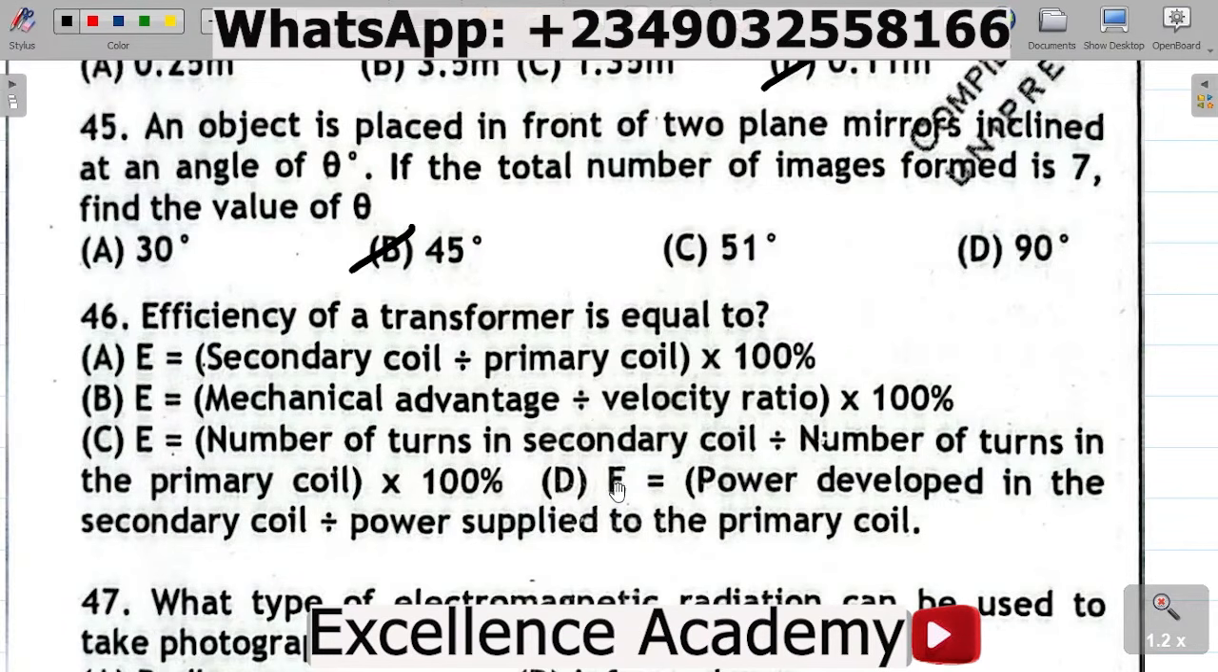Then D says efficiency is equal to power developed in the secondary coil divided by power developed in the primary coil. So you have this. Now this is true, but you're lacking the times 100%. So this, of course, times 100%. So for this question, the correct option is D. All right, so D is the correct answer.